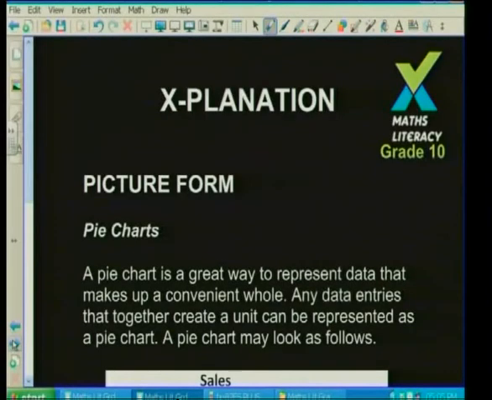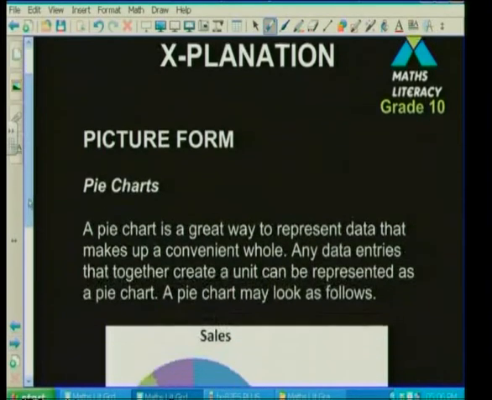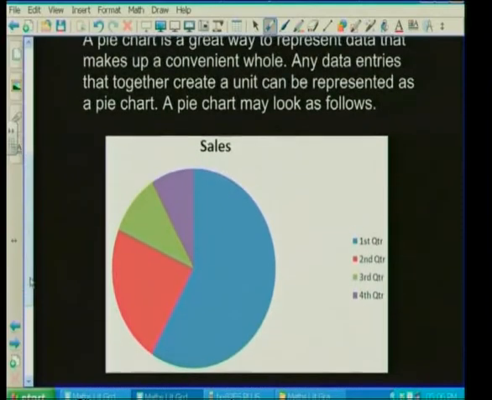Right. Now, another way of representing data is in the form of pictures. Now, we are going to look at a great picture that gets used a lot in newspapers, in pamphlets, and that is this whole thing called a pie chart. Let's read about it. A pie chart is a great way to represent data that makes up a convenient whole. Any data entries that together create a unit can be represented as a pie chart. A pie chart may look as follows. Right, let's have a look at that.